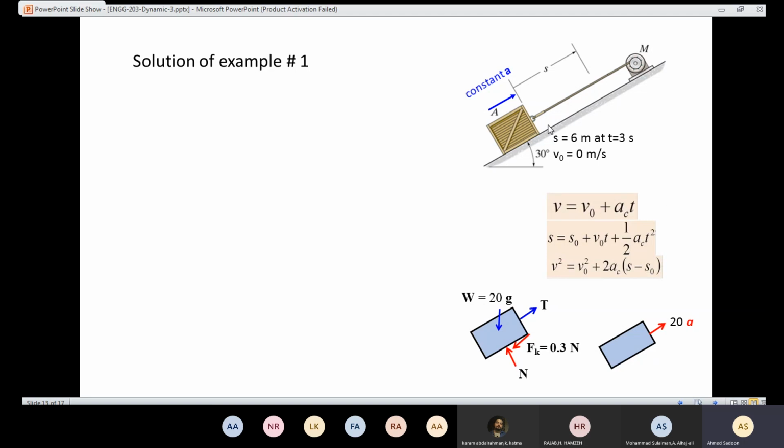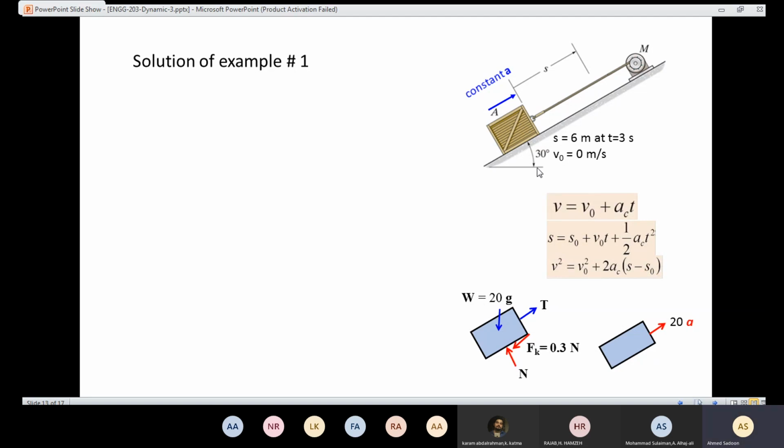So here we know that the position is going to be 6 meters after 3 seconds. So after 3 seconds of motion, the position of the box is going to be at 6 meters. And the box is starting from rest. That means the initial velocity is going to be 0. And in this case, he said that the acceleration is constant. So I'm going to use one of these equations here, either the first, second, or the third.